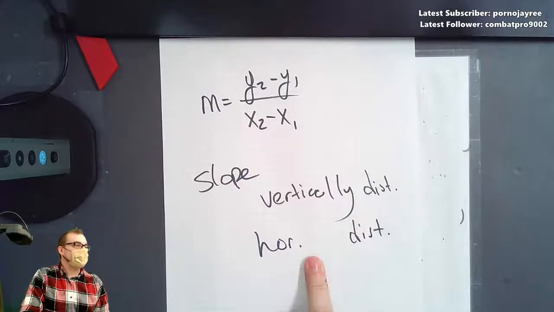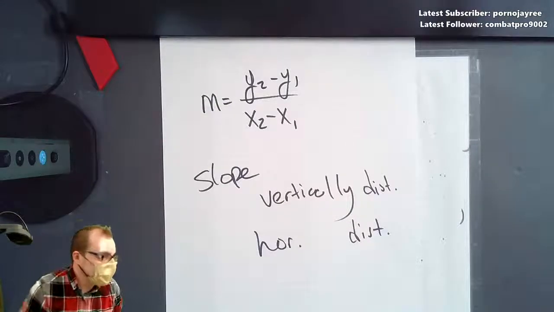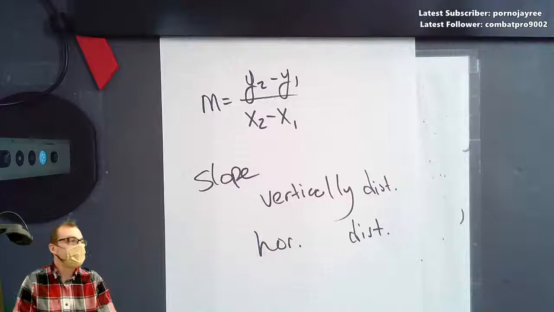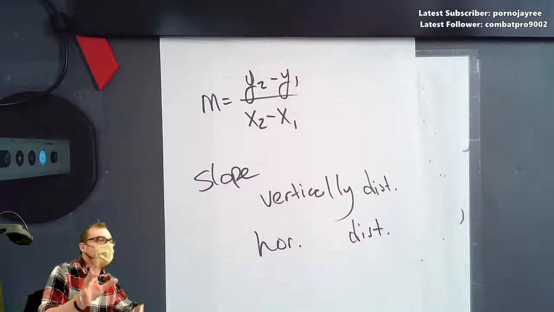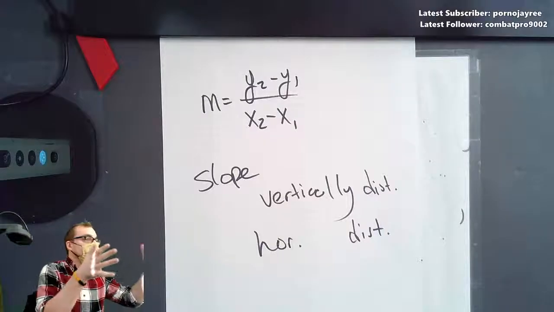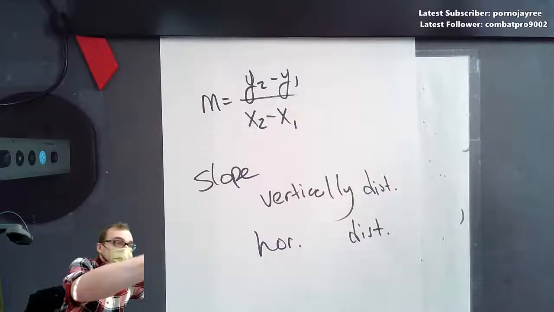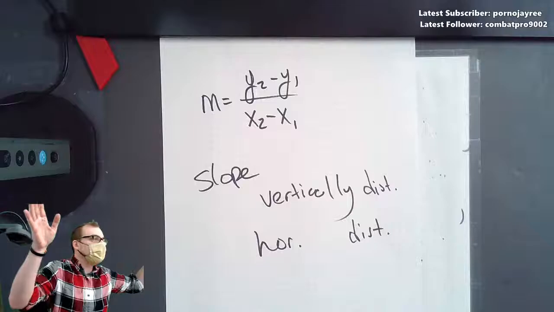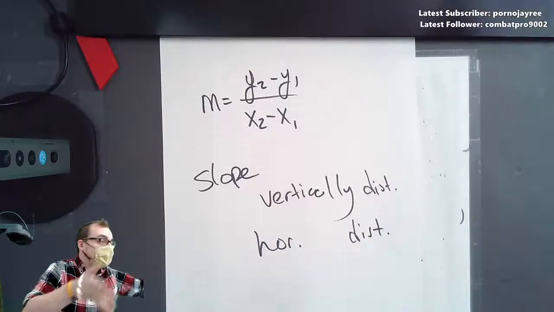How steep it is. There you go. Horizontal distance. X. That's what this means, and that makes sense because what is slope but the what over the what? The y over the x, the what over the what? The blank over the blank.